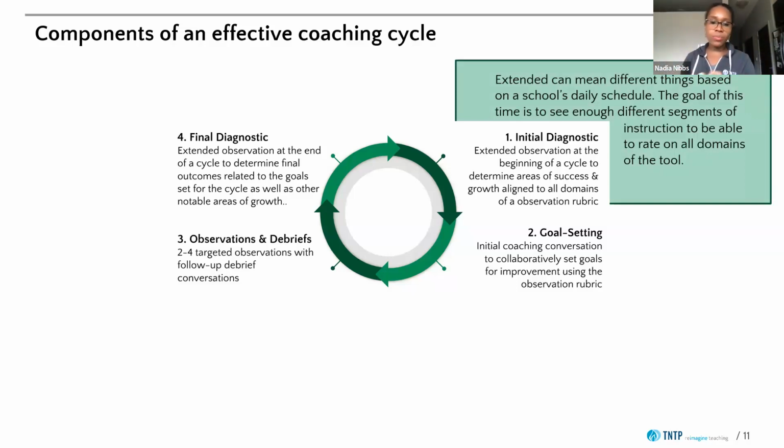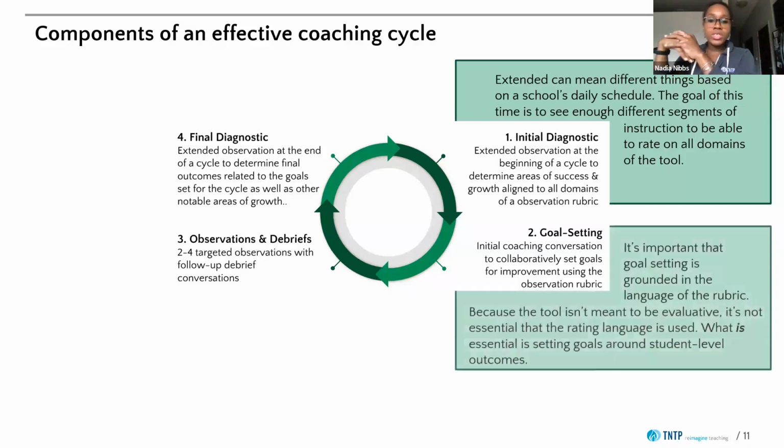Did I observe the opening? Did I observe some direct instruction or student work time, right? I'm thinking about the flow of the lesson, not necessarily that bell to bell experience. So again, initial diagnostic can be pretty flexible. With our goal setting segment here, it's important that our goal setting is grounded in the language of the rubric, right? Because the tool isn't meant to be evaluative.